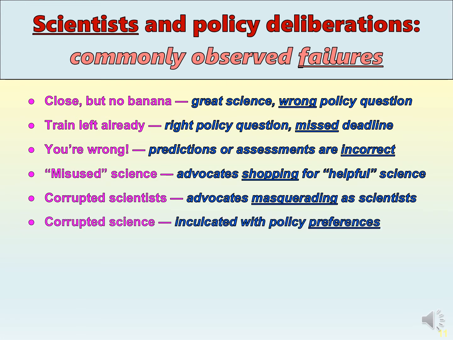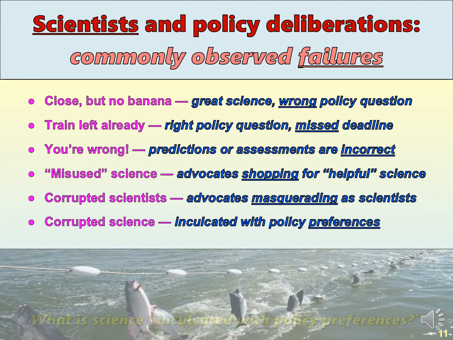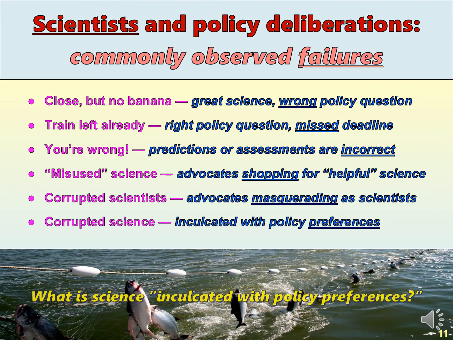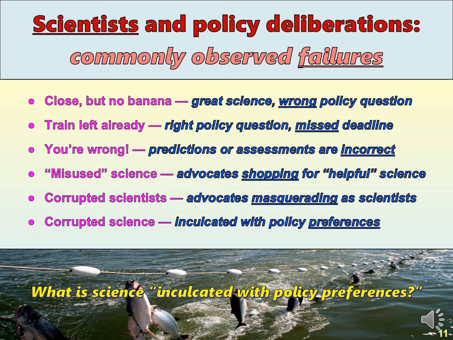And there's, of course, the question of corrupted science itself, not the scientists, but the science. And corrupted science is sometimes trickier to detect because this is science that's inculcated with policy preferences. That is, policy preferences are embedded in the science. Unless you're really experienced, you often can't pick up on that. This last item, corrupted science, is really important to understand. So what is this science that's inculcated with policy preferences?